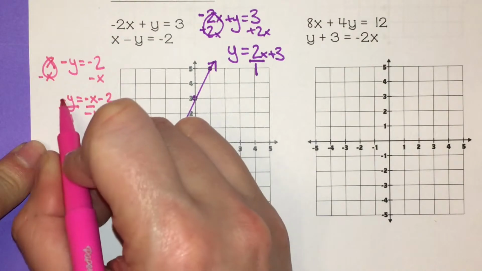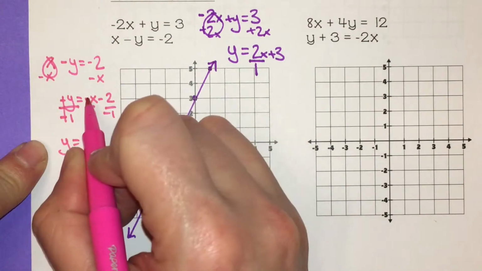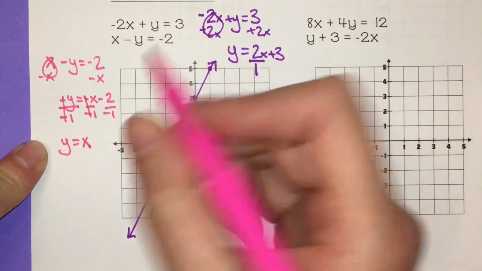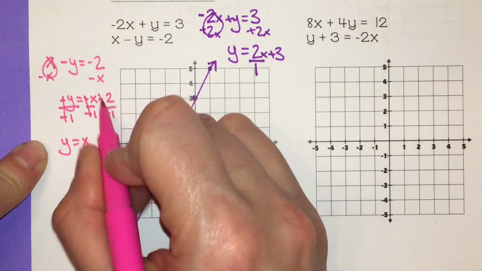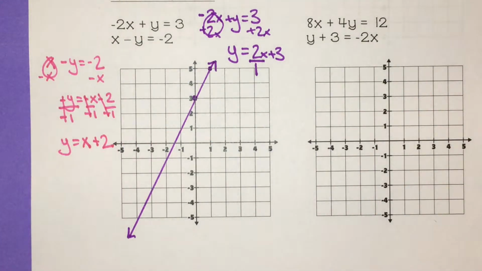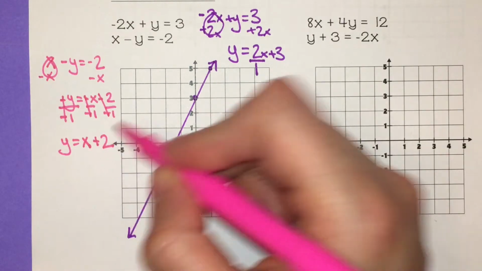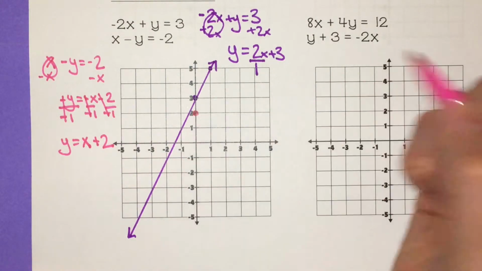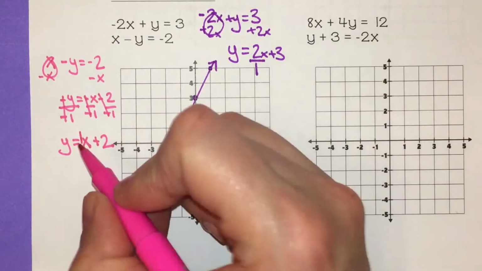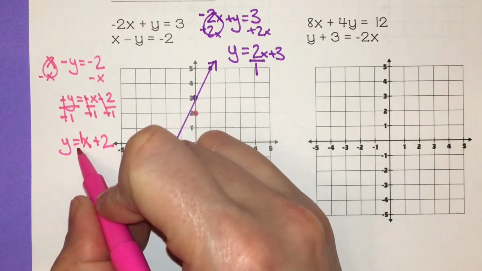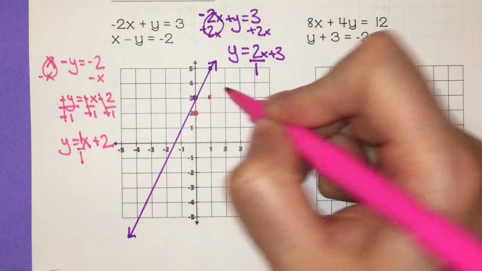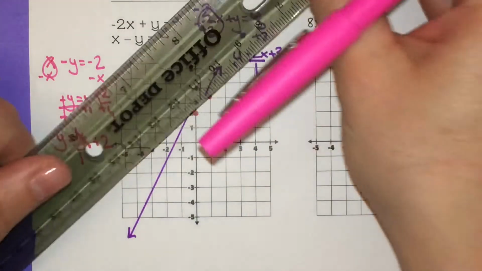Negative y divided by negative 1 is positive y. Negative x divided by negative 1 is positive x, or positive 1x. Negative 2 divided by negative 1 is positive 2. Okay, so now I know my y-intercept is 2, so it goes through my y-axis at 2. And my slope is 1x, so the slope is 1. But I want to make it into a fraction, so I always put a 1 below it. So I'm going to rise 1, run 1. Then I'm going to graph this.